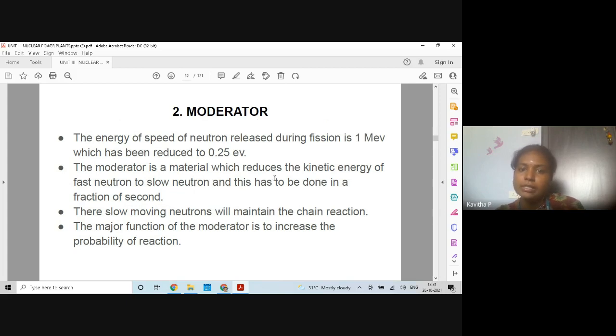A moderator is a material which will reduce the kinetic energy of fast neutrons to slow neutrons, and this is done in a fraction of a second. The slow moving neutrons will maintain the chain reaction, because when neutrons are generated they have a very high amount of energy, and using moderators we reduce their kinetic energy. Once the kinetic energy of the neutrons is reduced, they have the potential to go through a fission process or carry forward the chain reaction.